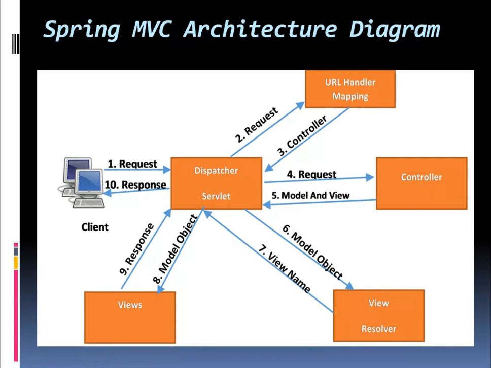Again, the dispatcher servlet, with the help of view resolvers, finds the exact view name. The view resolver is also an interface, and there are many types of view resolvers. In Spring, the default view resolver is InternalResourceViewResolver. With the help of this InternalResourceViewResolver, it resolves the view name, finds the particular view from the view name, and sends it back to the client with the view and the data. Okay, so this is the Spring MVC architecture.